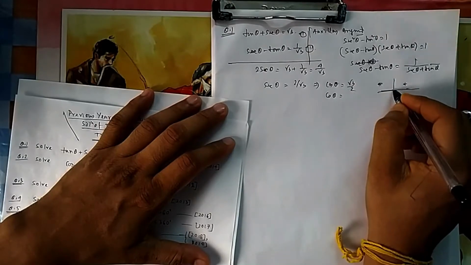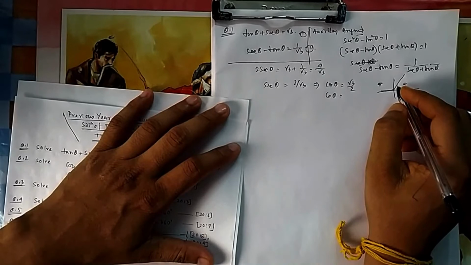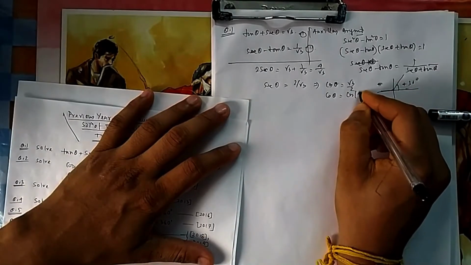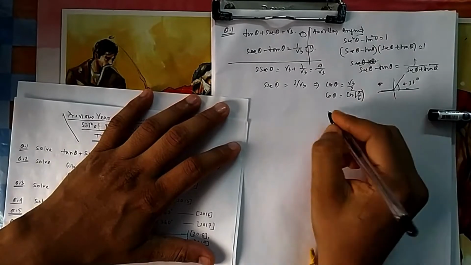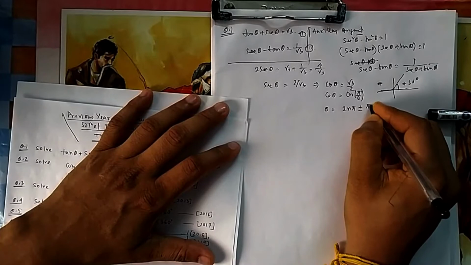So root 3 by 2 is this one. Root 3 by 2 means cos 30 degree. So this angle is 30 degree. So cos 30 you write as pi by 6. So theta is equal to, what was the general solution formula? 2n pi plus minus pi by 6.